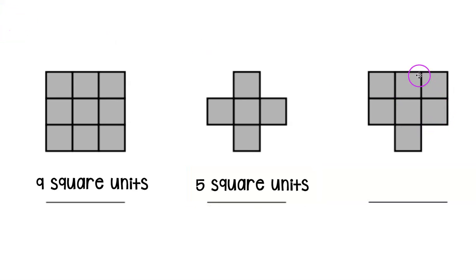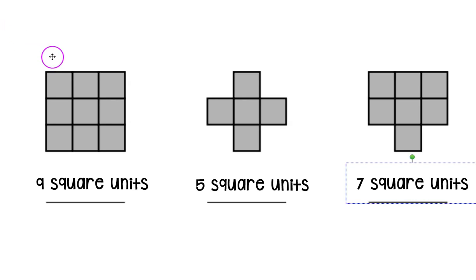Now let's look at this third shape. How many squares do you count? What is the area of this third shape? Let's count together. 1, 2, 3, 4, 5, 6, 7. So the area of this third shape is 7 square units.